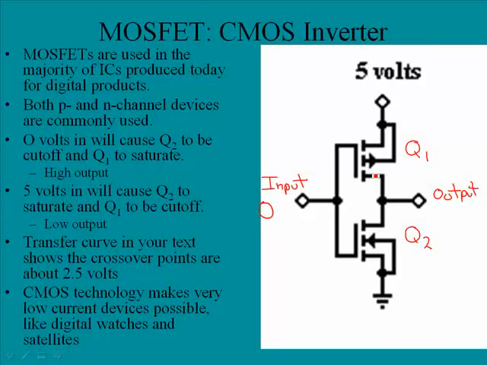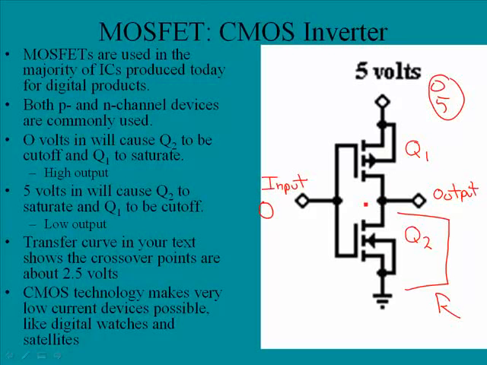Now, with these E-mode MOSFETs, it will have the same phenomenon. When this one is cut off, it's going to represent an absolutely giant resistance. And when this one is cut off, it's going to look like a short. And with CMOS, the resistance is so large here, and the short is such a small drop here that to a fairly close approximation, the outputs are going to be either 0 or 5 volts. And at the other extreme, 5 volts in will cause Q2 to saturate, so this would be shorted, and Q1 to be cut off.